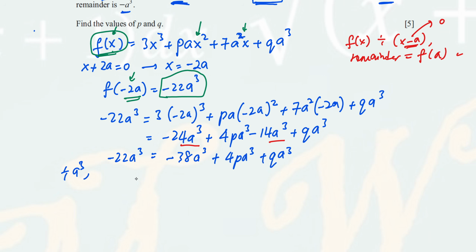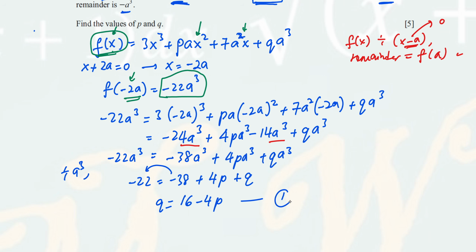Then I will be getting minus 22 equals minus 38 plus 4p plus q. So I can get the q as a subject, which means the rest of the terms will be moved to the other side. So minus 22 plus 38, that is going to be 16. Then the plus 4p moved to the other side becomes negative 4p. Okay, this is the first equation.